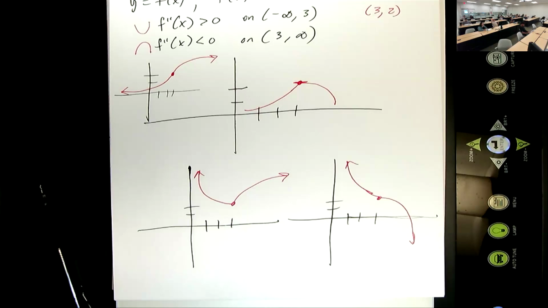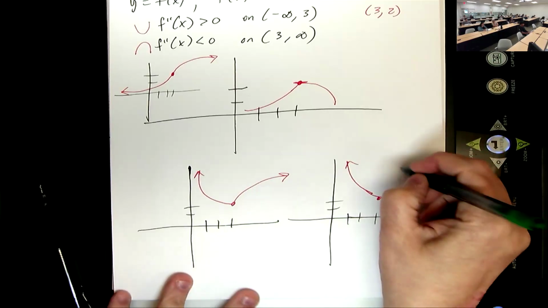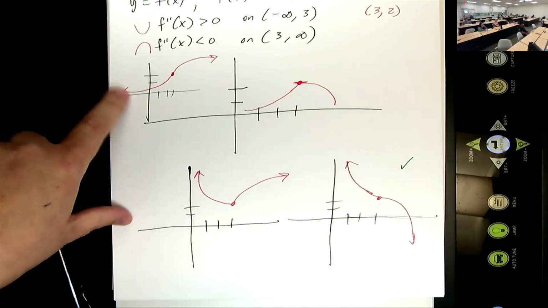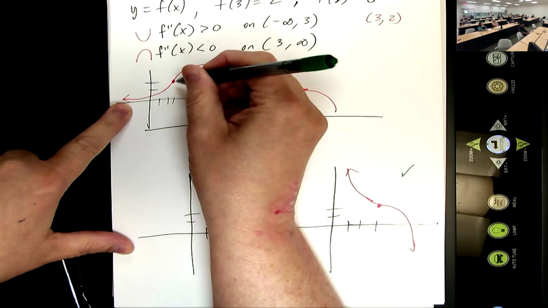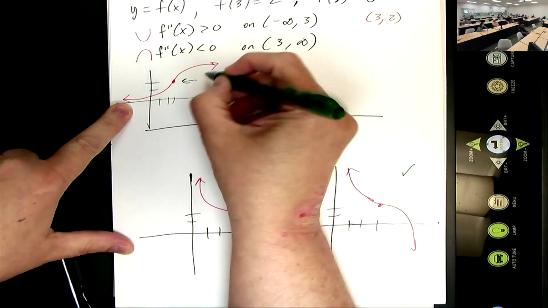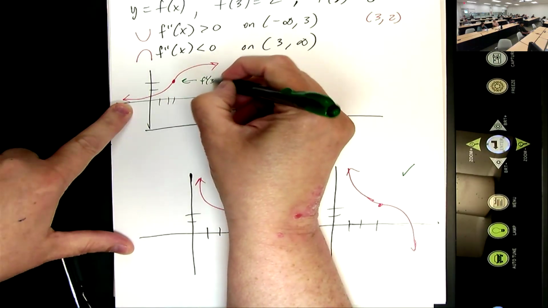Which graph is correct, and why aren't the others correct? The bottom right one is correct. The bottom right one is the valid one. Why is this one not correct? Because the slope is 0, so it can't have a positive slope. This does not have f prime of 3 equal to 0 there.